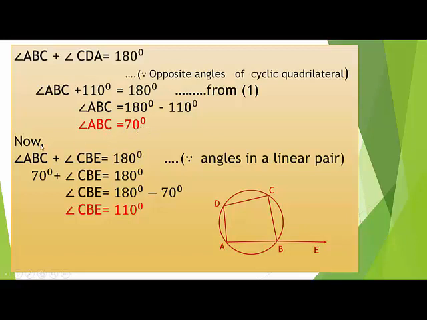Now last one, angle ABC plus angle CBE is equal to 180 degrees because these two angles are in a linear pair. Put the value of angle ABC, which is 70 degrees, plus angle CBE is equal to 180 degrees. By simplifying this, angle CBE is equal to 180 degrees minus 70 degrees. Therefore, angle CBE is equal to 110 degrees.